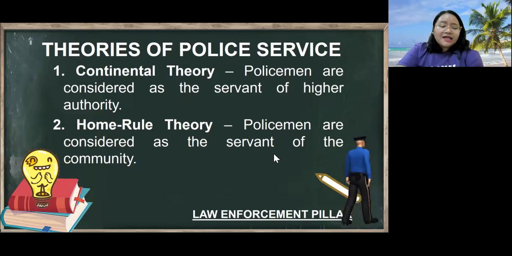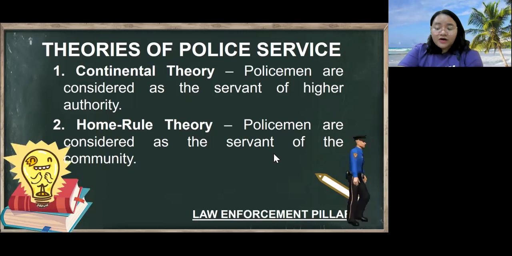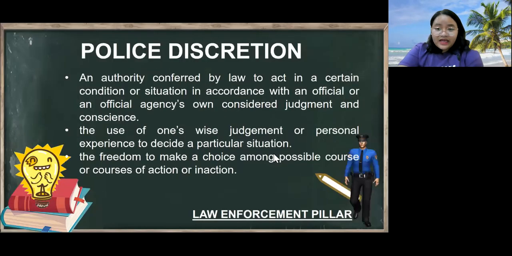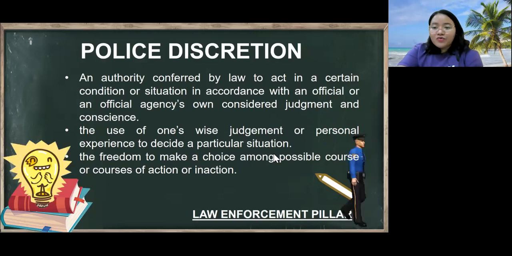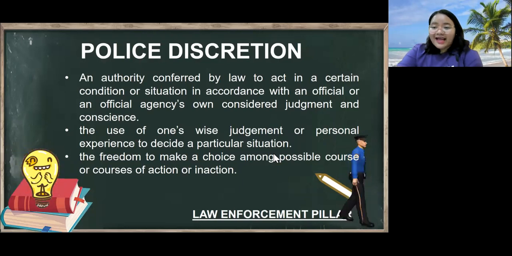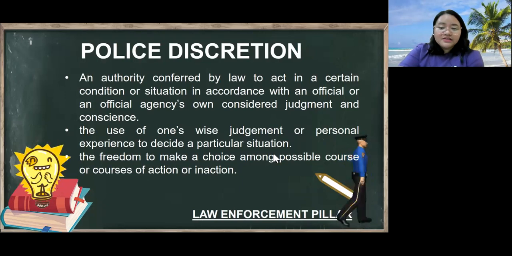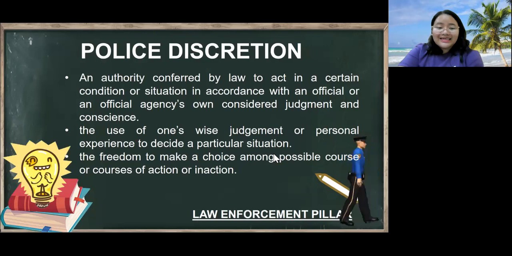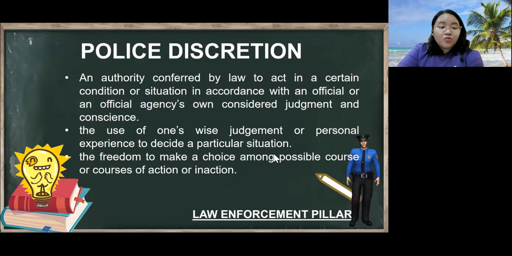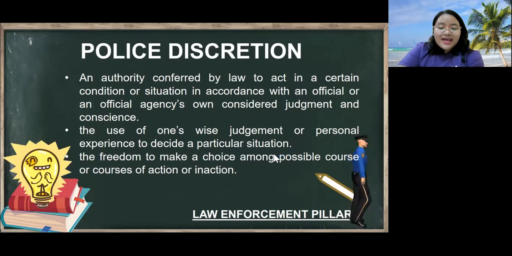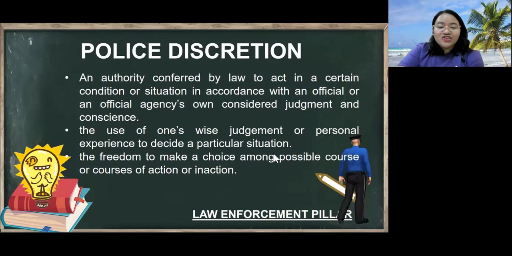Okay? So, as part of being a police officer, or in a law enforcement agency, particularly the police, there is what we call police discretion. Now, police discretion is one of the most important powers vested by law to officers to exercise discretion. This is the way you think. And this is defined as an authority conferred by law to act in a certain condition or situation in accordance with an official or unofficial agency's own considered judgment and conscience. So we can say police discretion is your own judgment based on your own conscience.